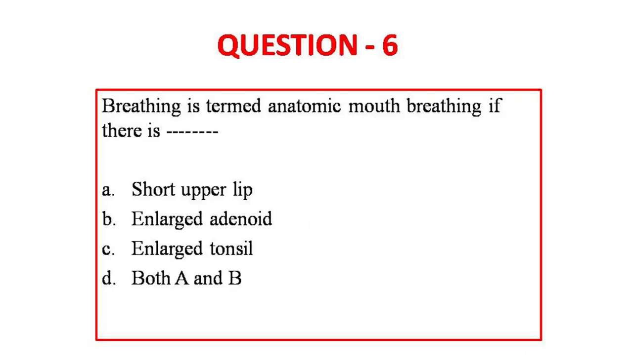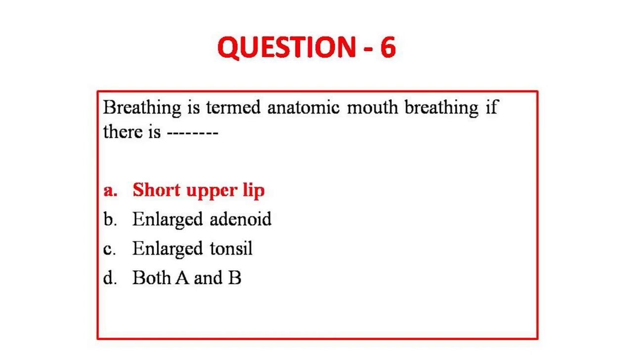So moving on to question number 6. Breathing is termed anatomic breathing if there is a short upper lip, enlarged adenoid, enlarged tonsil, or both A and B. The answer is A, short upper lip.